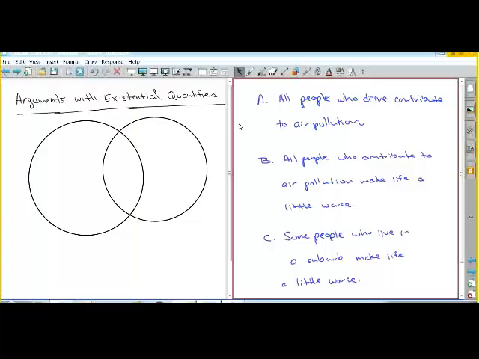And then there are other kinds of arguments which use other terminology to represent a group of something. So this is just an example. I'm not going to test you on it. Mostly what you need to understand is a standard Euler type argument that you saw. It's basically you have a statement that involves all. The second statement allows you to put the X somewhere, and then you have to determine whether the third statement is justified by that. But here's an example: all people who drive contribute to air pollution.